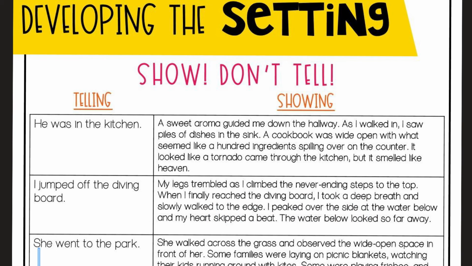Okay, so the last one, instead of she went to the park, you could write it this way: she walked across the grass and observed the wide open space in front of her. Some families were laying on picnic blankets, watching their kids running around with kites. Some were playing frisbee and others were playing catch with their dogs. Okay, so show what's going on by using all kinds of descriptive words instead of just telling very simply, she went to the park.